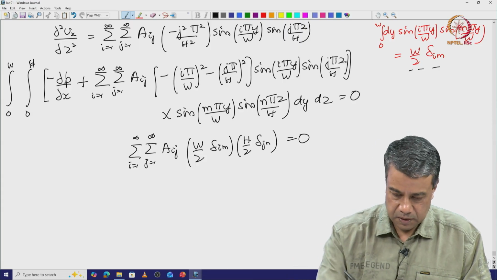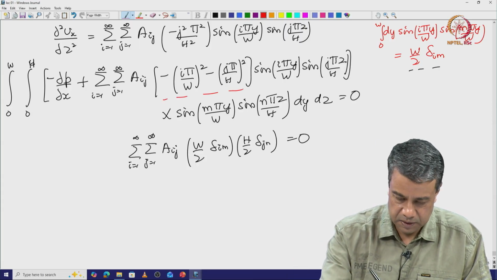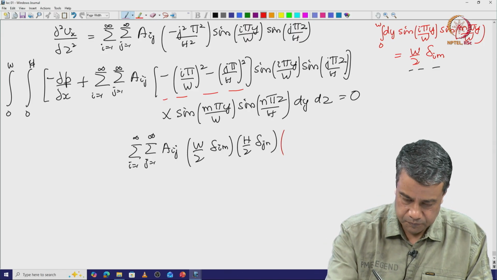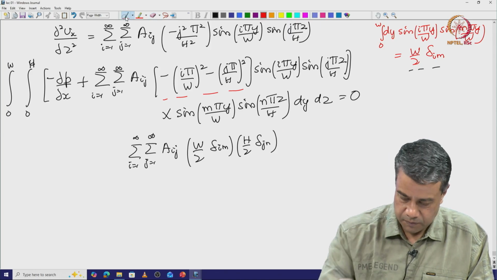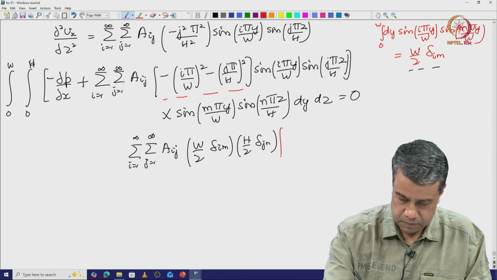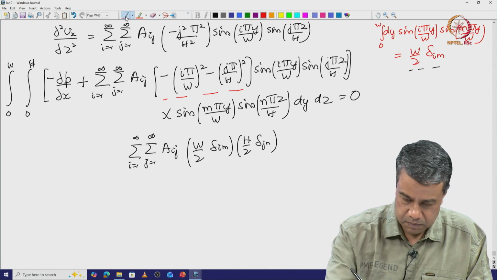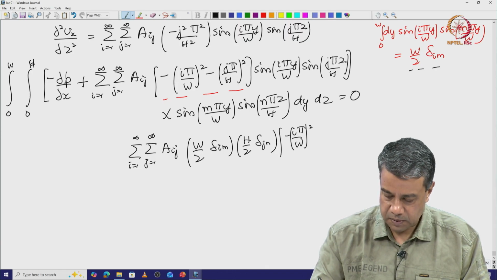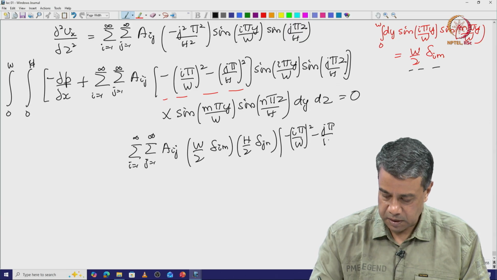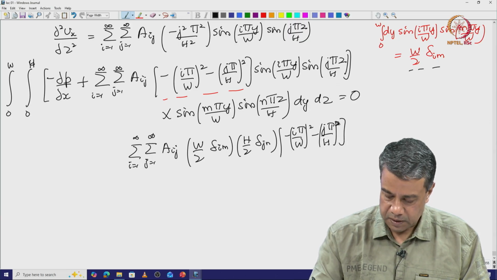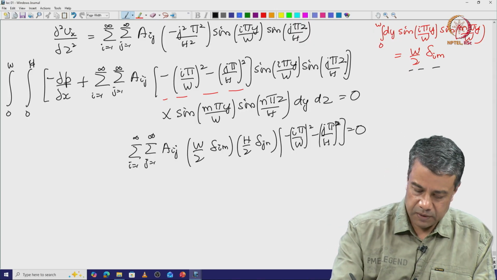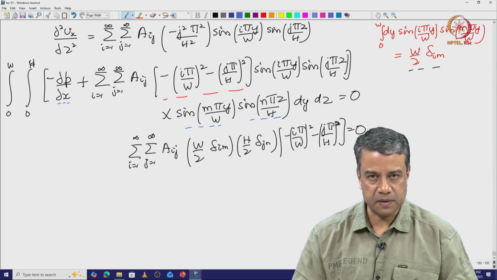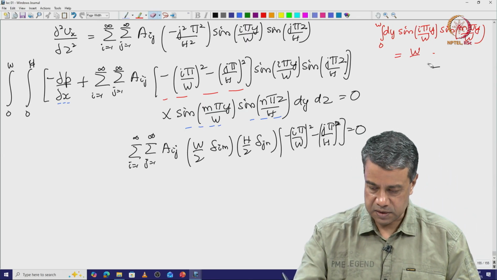I am sorry, I should include this term here. So, let me just include that term, into minus i pi by w the whole square minus j pi by h the whole square. This is equal to 0. And now to evaluate the integral of this term times sine m pi y by w and sine n pi z by h. So, let me do that also separately.